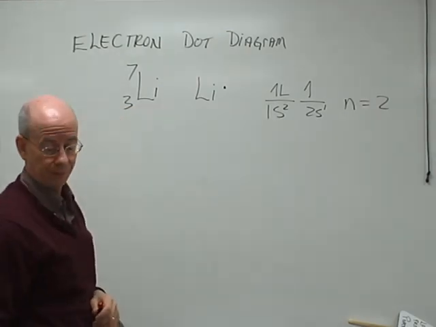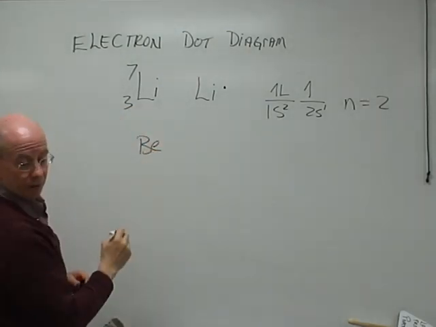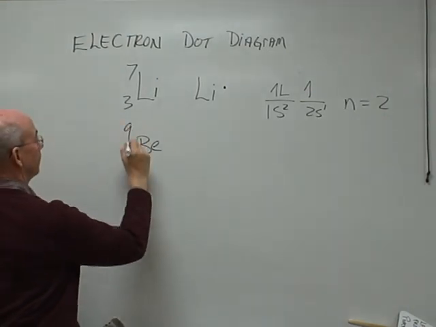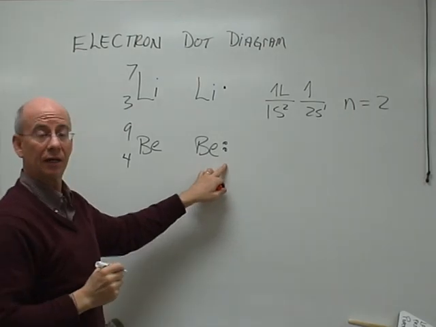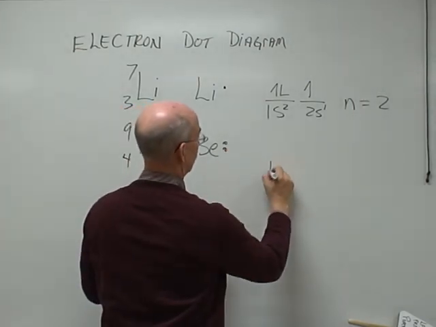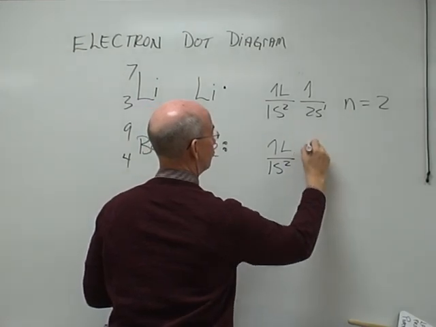Second energy level. And if we did beryllium, which is the next one, beryllium would actually look like this. You could continue this by going 1s2 and 2s2.